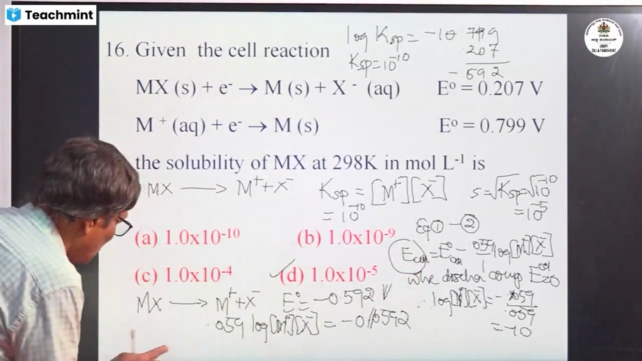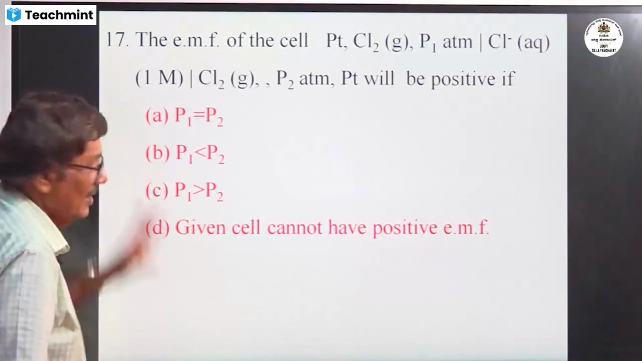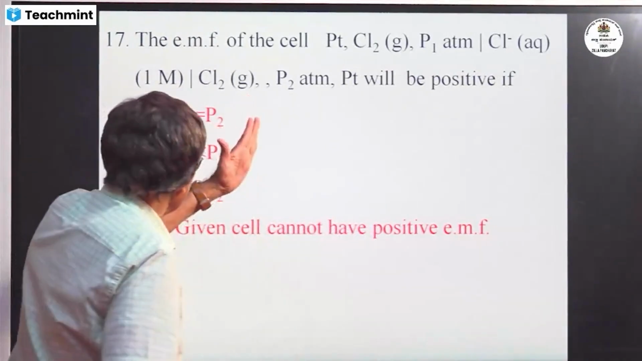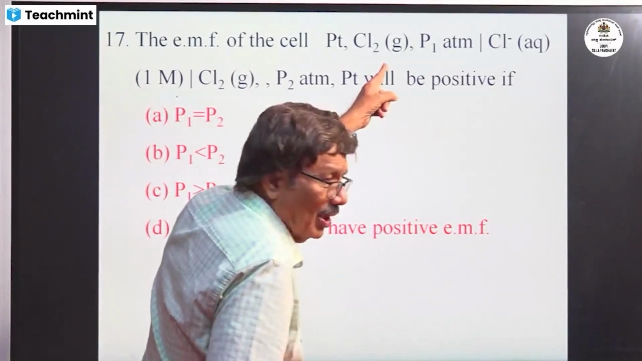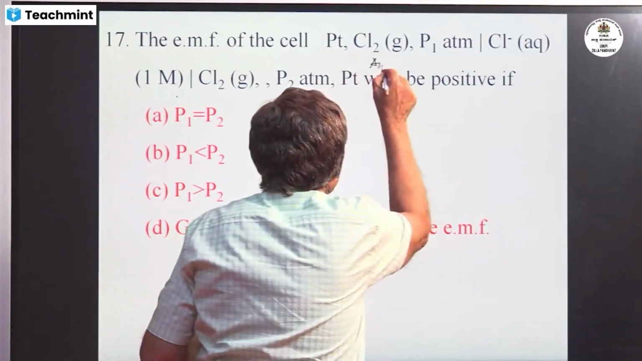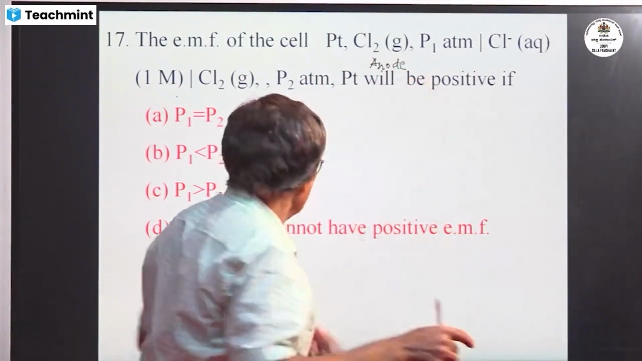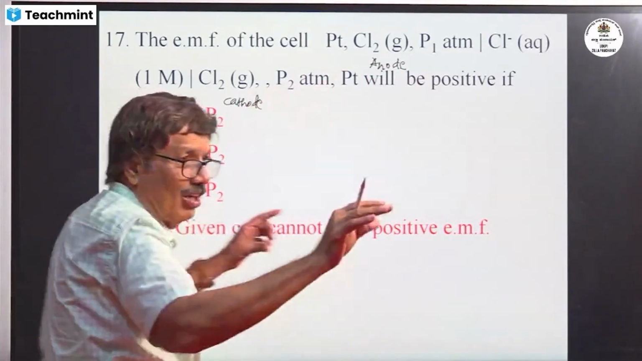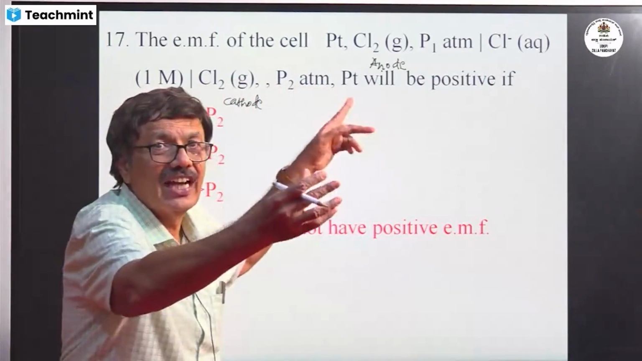Yes. Next question is the EMF of the cell. See here. When a cell is represented, whatever is written first is the anode. In a cell, the first is the anode. The next comes the cathode. In a cell, the anode is always written first on the left side, and the cathode is written next, to the right side.